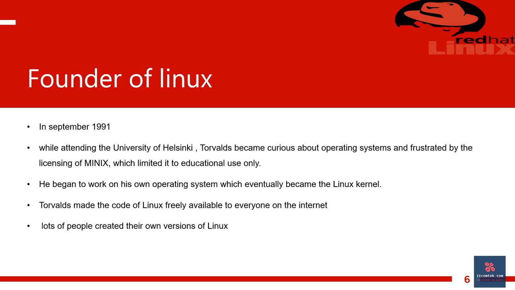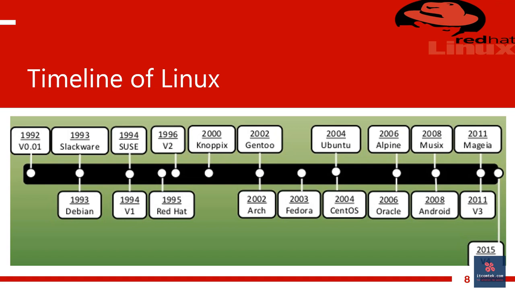So the founder of Linux is Linus Torvalds. While attending the University of Helsinki in Finland, he was curious about an operating system to use on PCs. He began work on his own operating system, which became the Linux kernel. Torvalds made the code of Linux freely available to anyone over the internet, so lots of people could create their own versions of Linux. The timeline of Linux: version 0.1 was invented in 1992, then Slackware in 1993, Debian was introduced, SUSE Linux version 1, Red Hat version 2, Gentoo, Arch, Fedora, CentOS, Oracle, Android, Alpine, Ubuntu, and a lot of versions, a lot of distributions of Linux that are based on Torvalds' operating system.